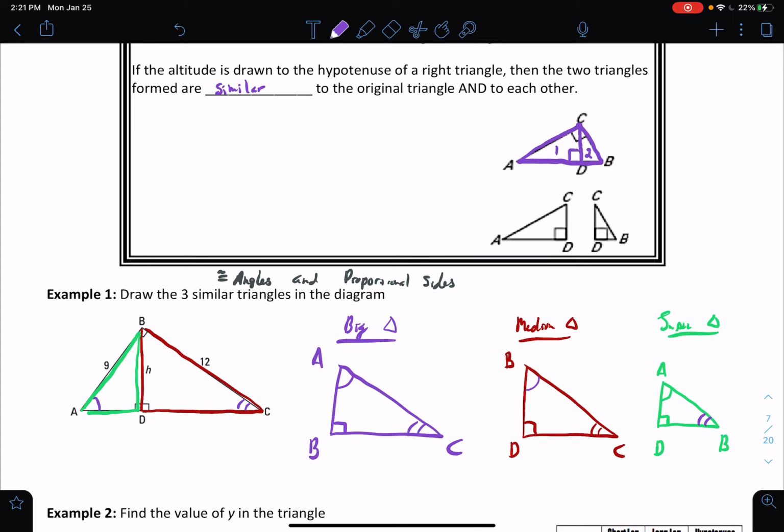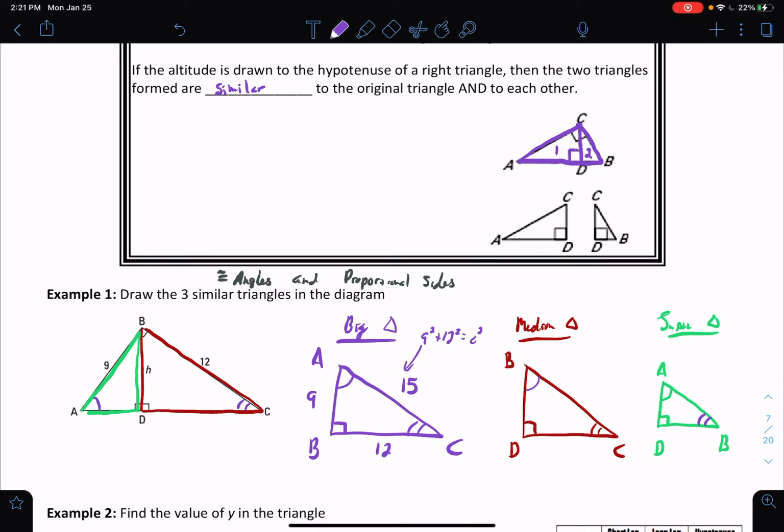Okay, so these are the three similar triangles, and I forgot to label the side lengths that we know. In the big triangle, AB is 9, BC is 12, and we don't know what AC is, but we could use the Pythagorean theorem to figure out: 9 squared plus 12 squared equals C squared. So that is going to give us 15.